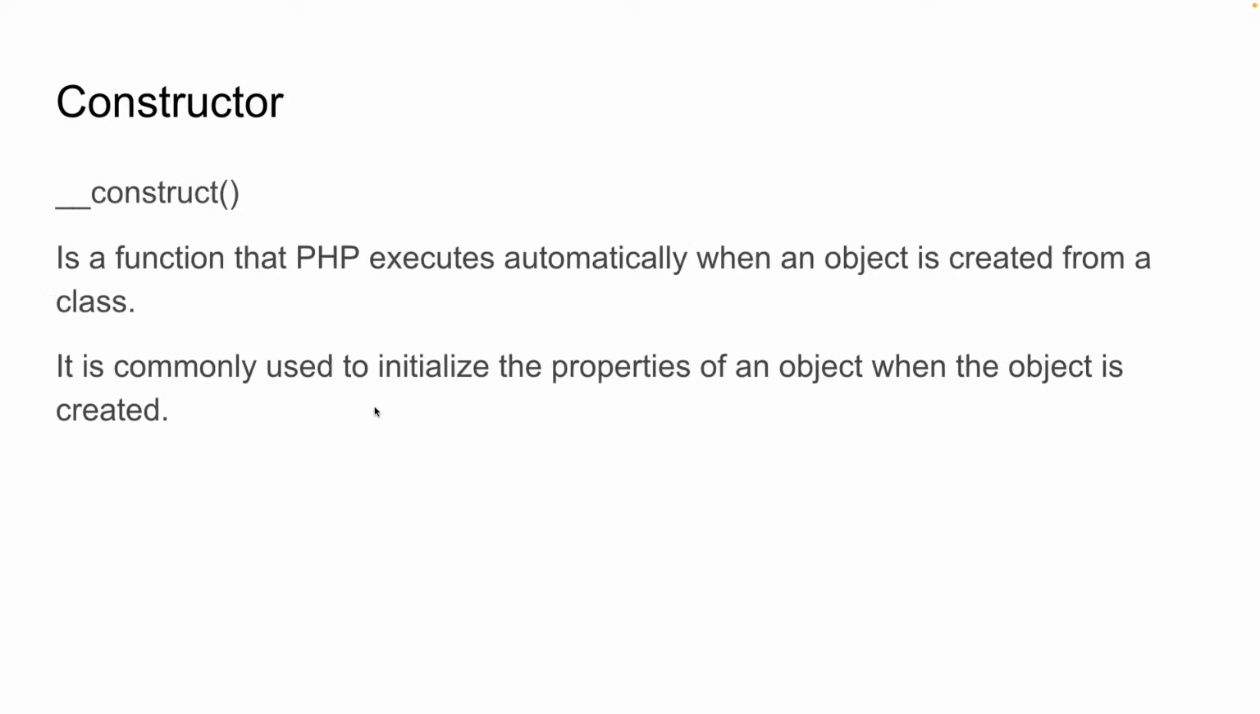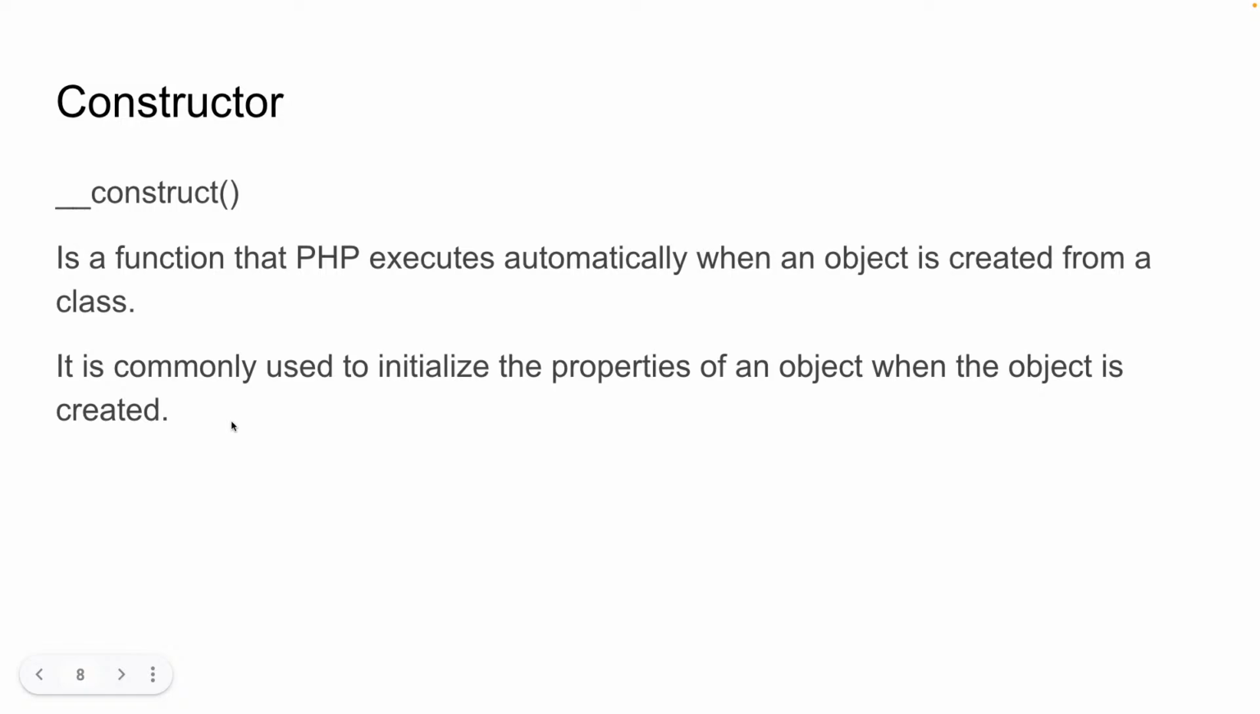So let's go through a little theory here. A constructor is a function that PHP executes automatically when an object is created from a class. We said what makes OOP, or object-oriented programming, are two fundamental things: the classes and the objects, whereby the classes are the blueprints of objects. Objects can also be called instances. We looked at some few things like properties and methods. If you did not watch the last video, you'll find it in the description below.